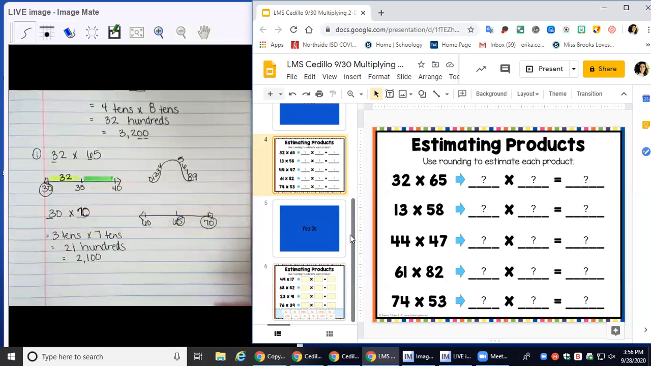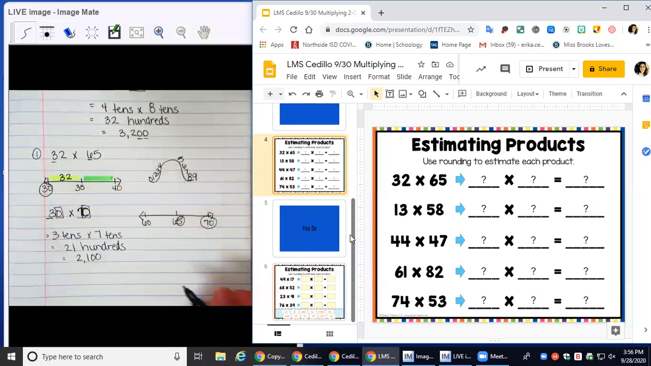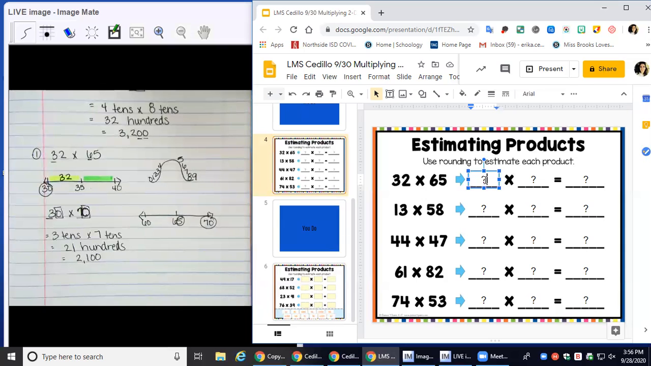And again, where am I getting those zeros from? I'm getting them from right here from my factors, okay? 2 zeros there, 2 zeros here. So that would be my example. So on here, I would write 30 times 70 gives me 2,100. And that would be it.